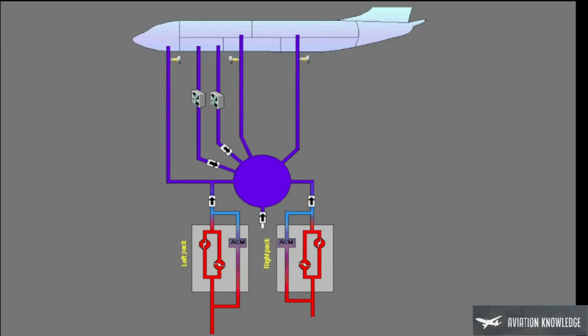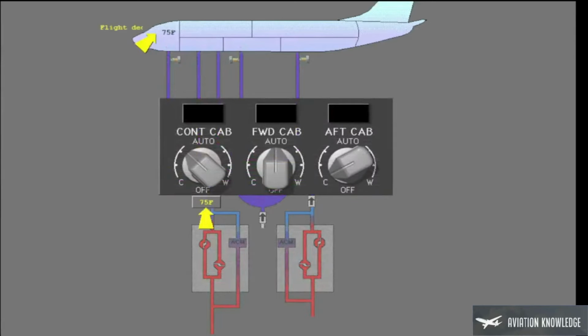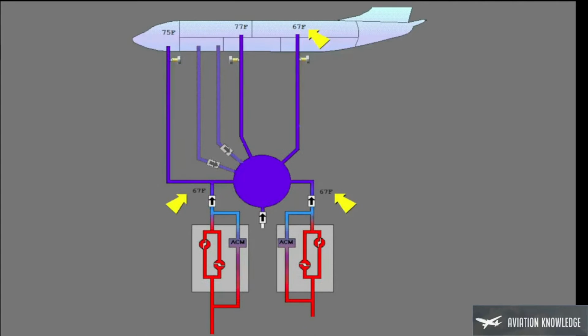Recirculation fans collect air from the forward cargo bay and send it to the mixed manifold. The recirculation fans decrease the bleed load on the engines and save fuel. You can control the temperature in 3 zones: the flight deck, the forward passenger cabin, and the aft passenger cabin. The 2 packs supply air at the temperature of the coldest requested temperature of the 3 zones.